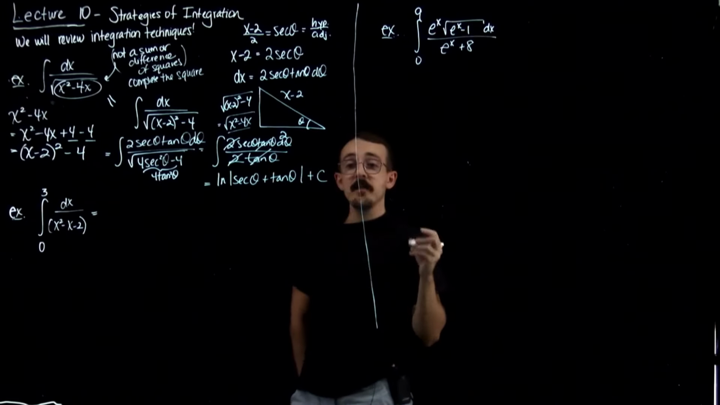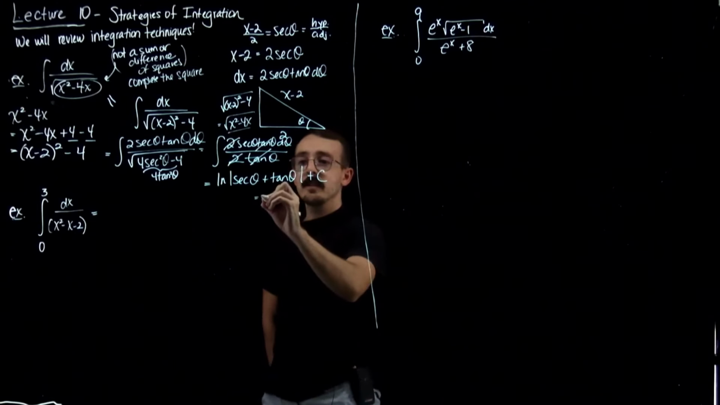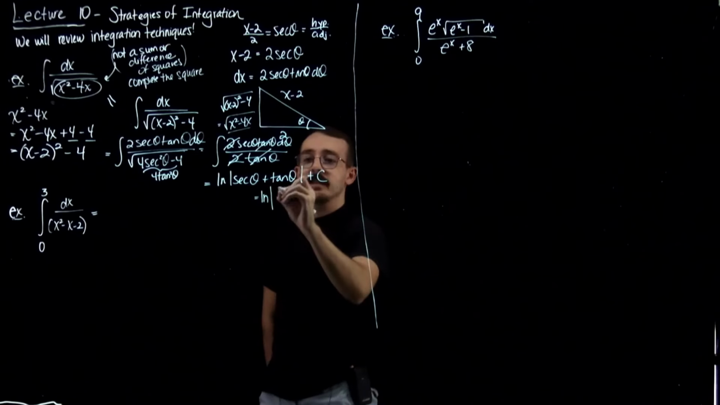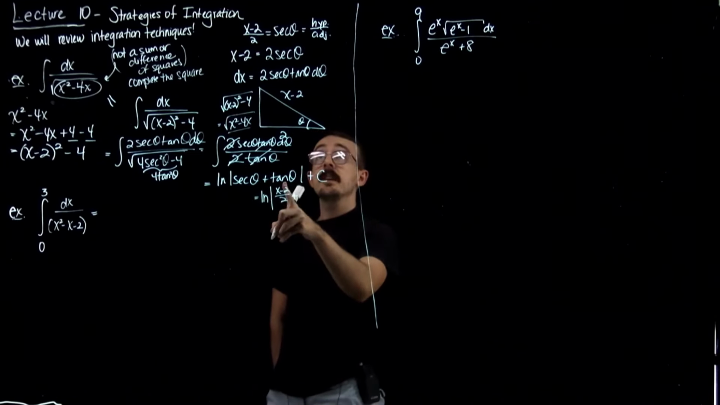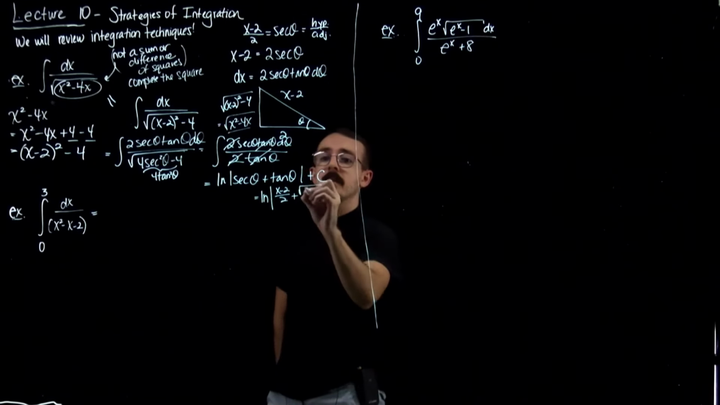And then finally, I just need to plug in what those are. So that's ln of secant, I know what that is. It's x minus 2 over 2. Tangent is going to be opposite, which is the square root of x squared minus 4x, over adjacent, which is 2.